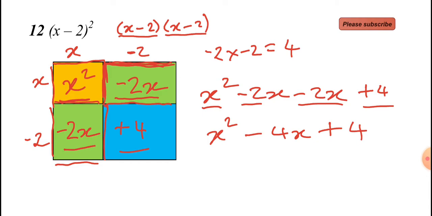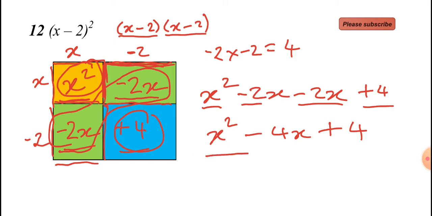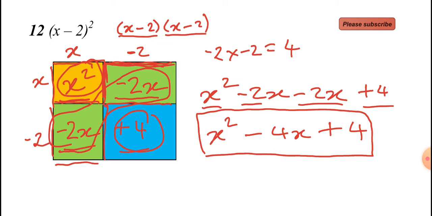So as you can see, the x squared we just copied down, the plus 4 we just copied down, only here the minus 2x and the minus 2x, minus 4x, is where we collected the like terms. So for number 12, the answer is x squared minus 4x plus 4.